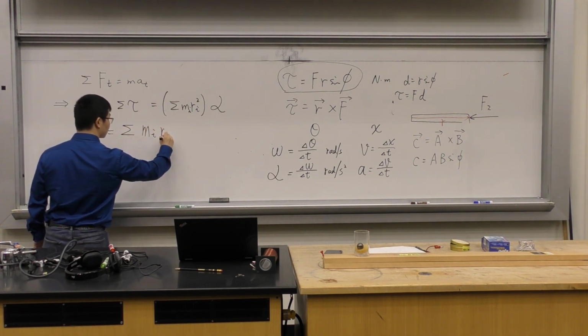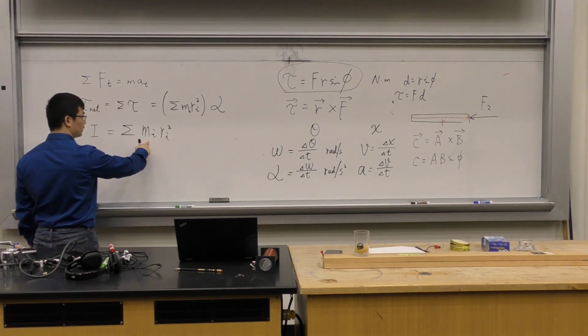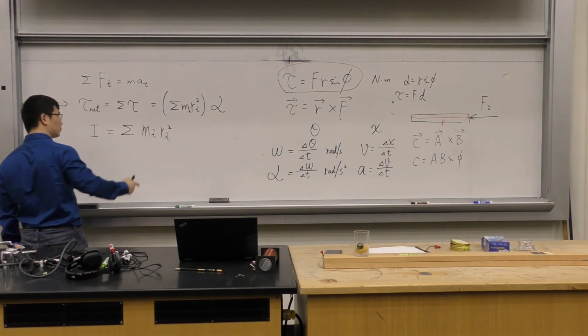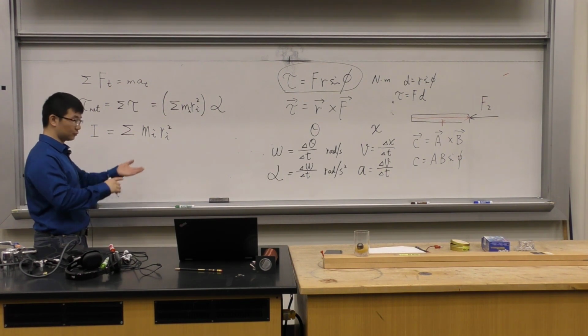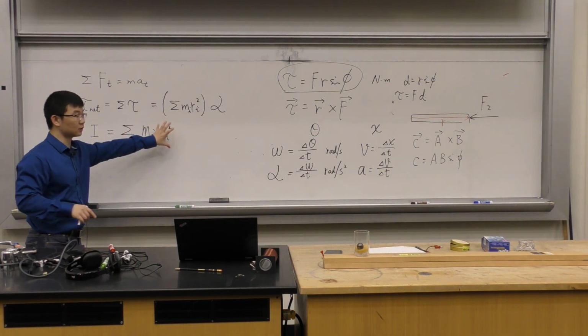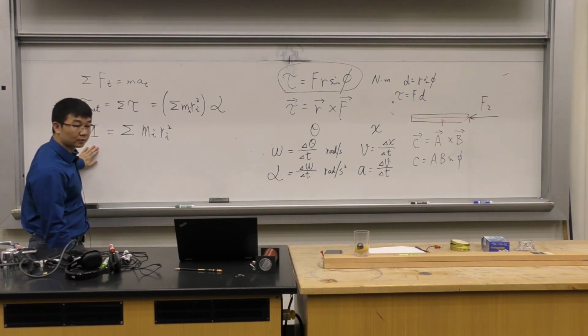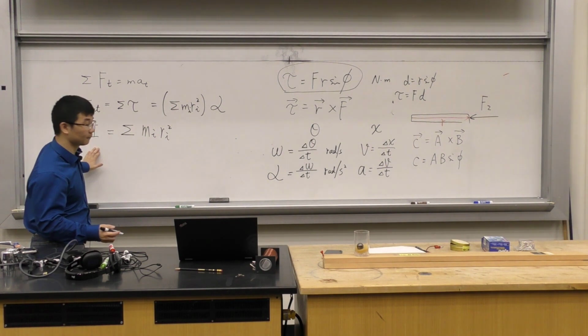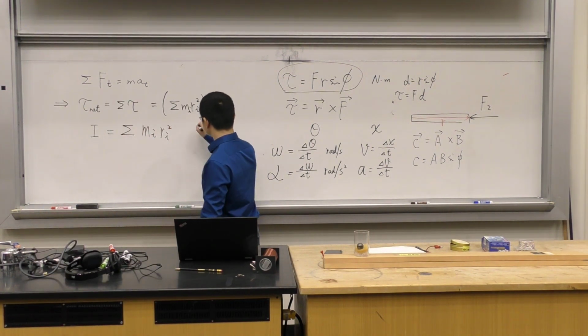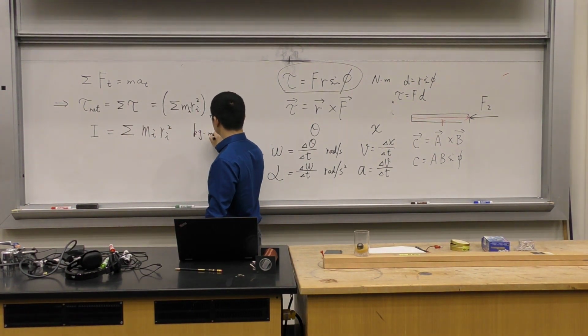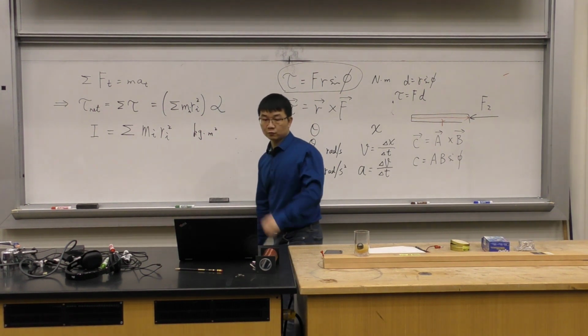Whatever this thing is, mi times ri squared, you can add them together. So you can add this number from every point, and you will get a total number at the end. Doesn't matter. I'm just going to call this guy moment of inertia. Why do I call it moment of inertia? We're going to see that in a little bit. The units for this guy is just going to be kilograms times meters squared. So this is another thing we define.